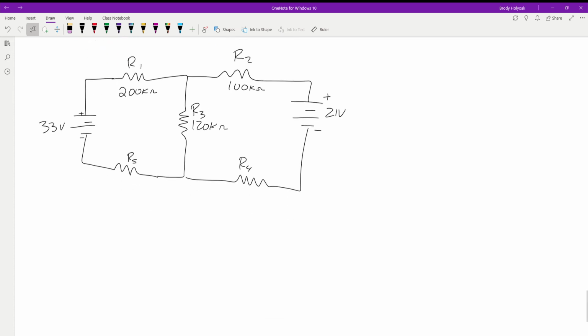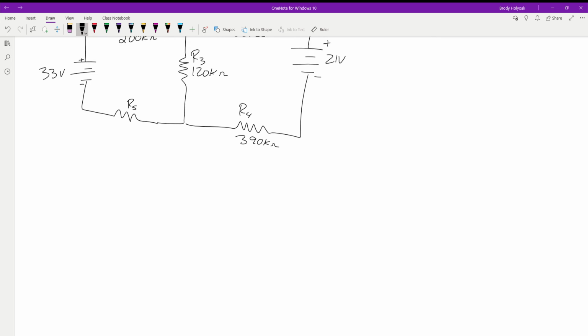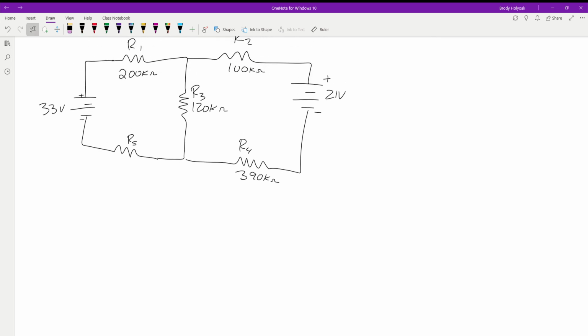R4 is 390K, and R5 is 220K. The things we're looking for are IA, IB, and the current and voltage through R2. Should be the one going up and down. Oh, did I flip those? Let me double check. Yep, I flipped it.